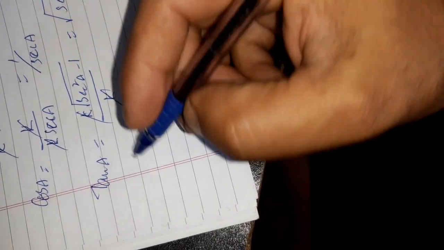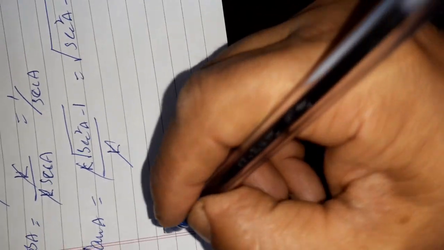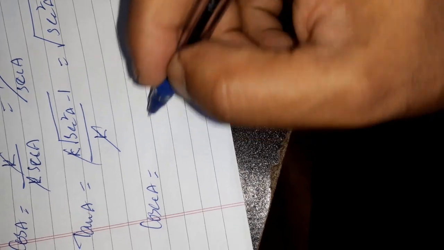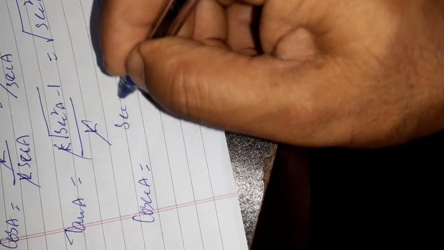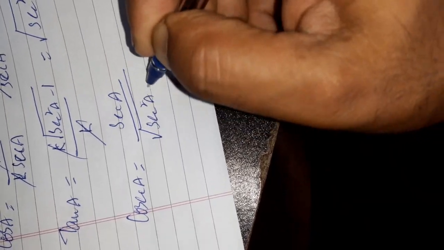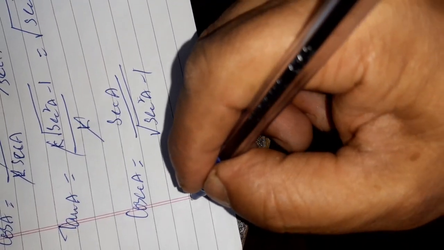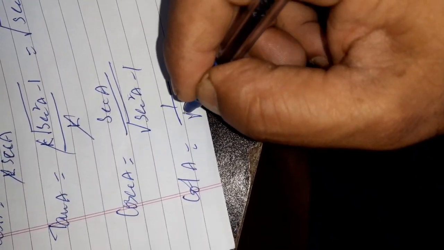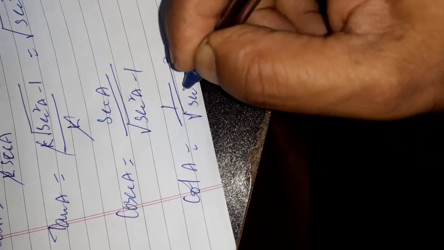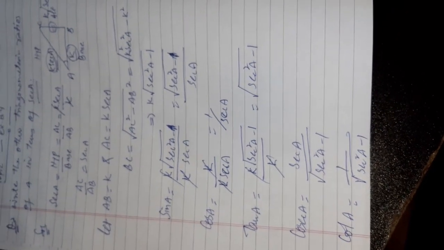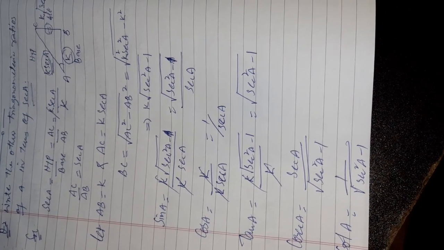Then we will find the cosec, dear students. Cosec of A is the reciprocal of the sine, so it is equal to sec of A upon under root of sec square A minus 1. Sec is known. Now we will take the cot of A, it is the reciprocal of tan, that means it is 1 upon under root of sec square A minus 1. Dear students, in this manner we calculate all the trigonometric ratios of angle A in terms of sec of A.